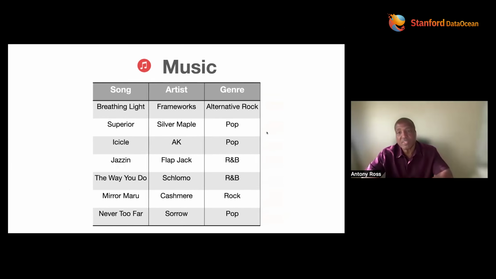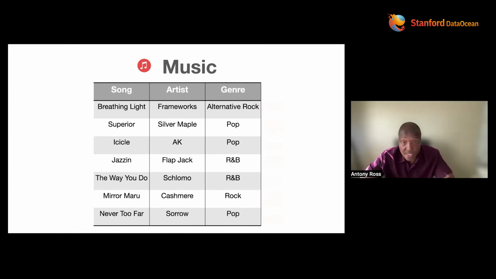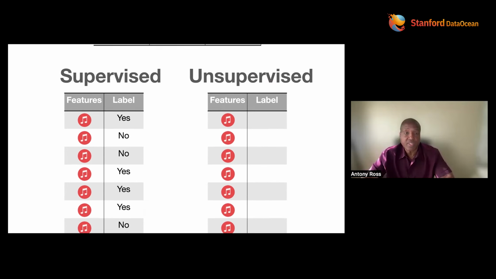But what if I don't have an answer key? I have a bunch of music, but I don't know anything about you. You just joined my service. That's the cold start problem. You just joined Netflix, and I don't know anything. What movies or music would I recommend to you? And that's where we do unsupervised learning.